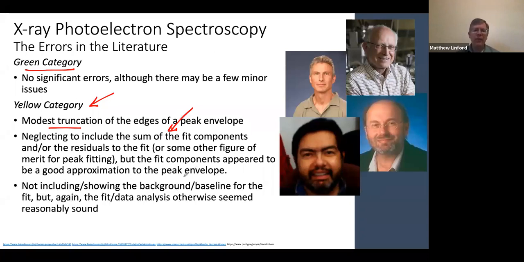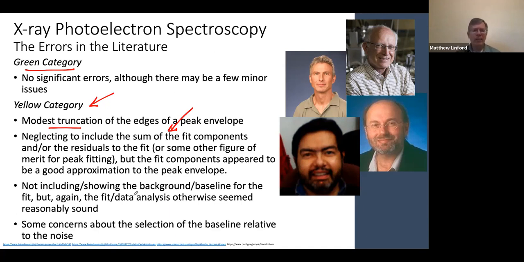Sometimes people didn't show the background or a baseline for the fit, but the background that they implied through the peaks that they put in, that was all pretty sound. And so we could tell that they had done a pretty good job there. And there may have been some concerns about where they put the baseline. So when I talk about a baseline, you've got a spectrum right here, and in XPS, I mentioned before that often you get a rising baseline. And so it's important to figure out where to put that baseline. And that's what we're talking about here. It's also important to know what type of baseline to put in. And so sometimes people will maybe not put the baseline exactly where it should be with regards to the noise on either side of the peak. So maybe there were some minor issues there.